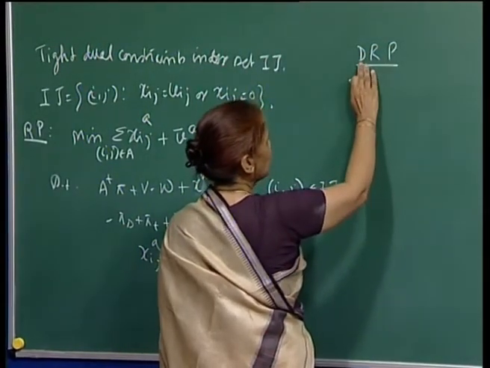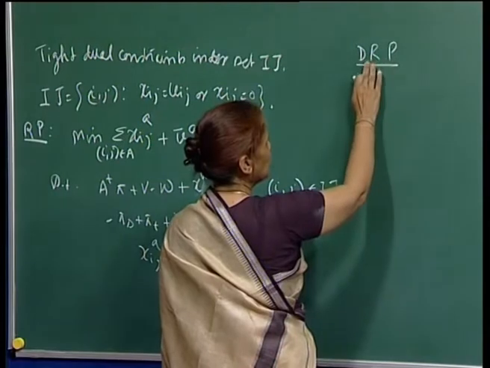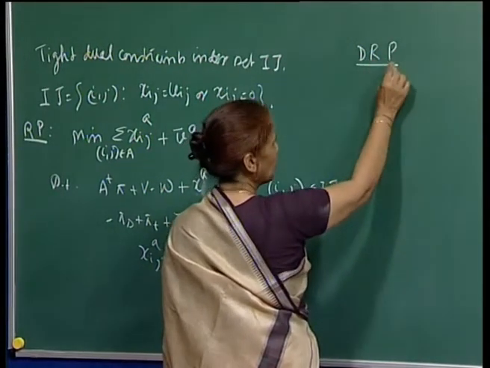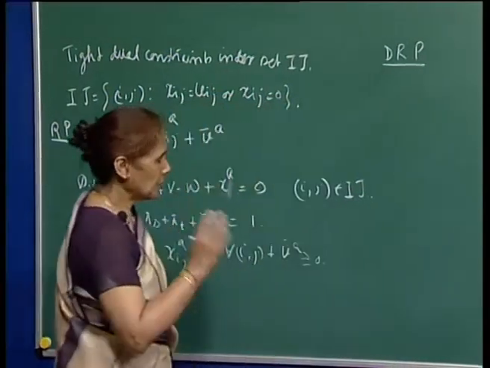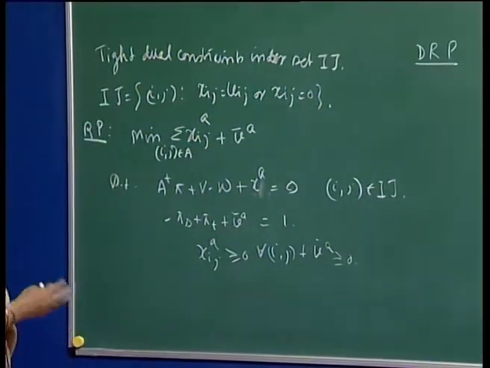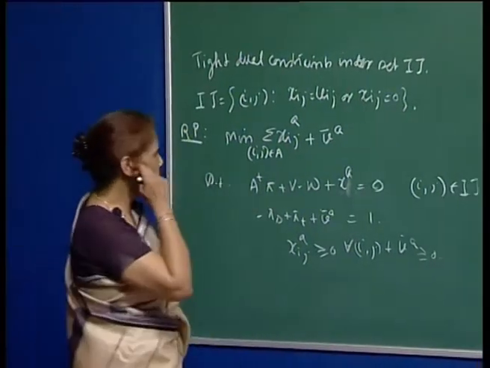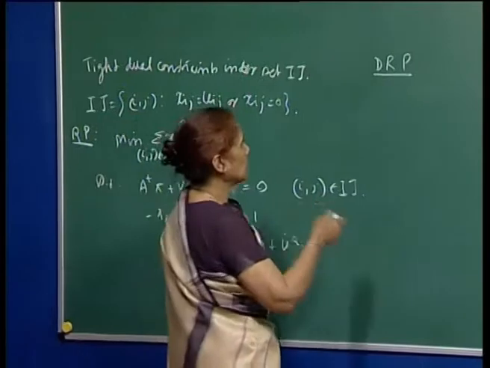Earlier I have been simply writing DR, but I think it is better to say the dual of the restricted primal. So the whole thing, DRP, is the better nomenclature for this. I have been writing DR, but I meant it was the dual of the restricted primal. So what would be the dual of the restricted primal now?